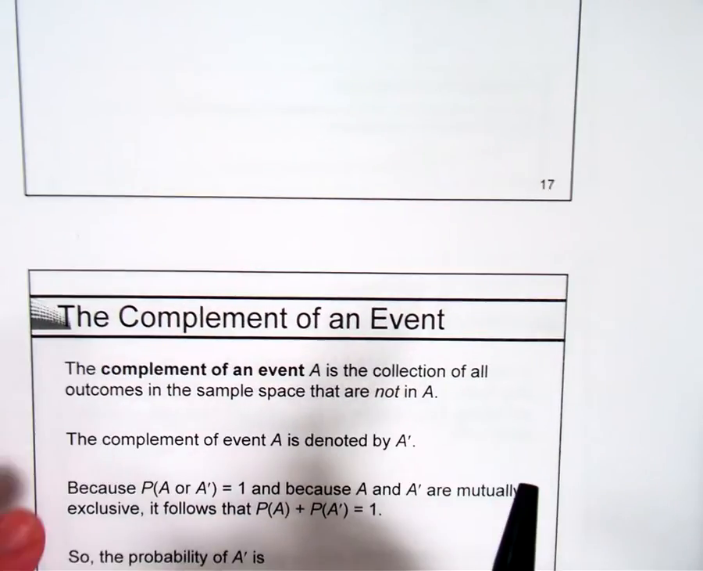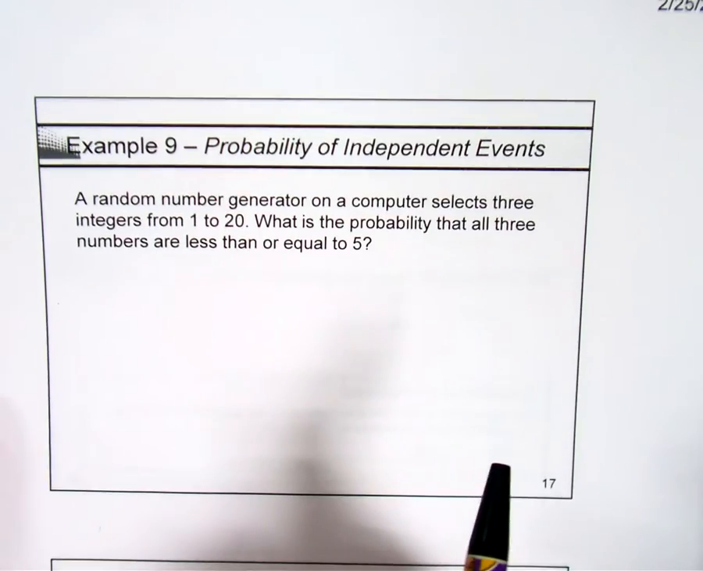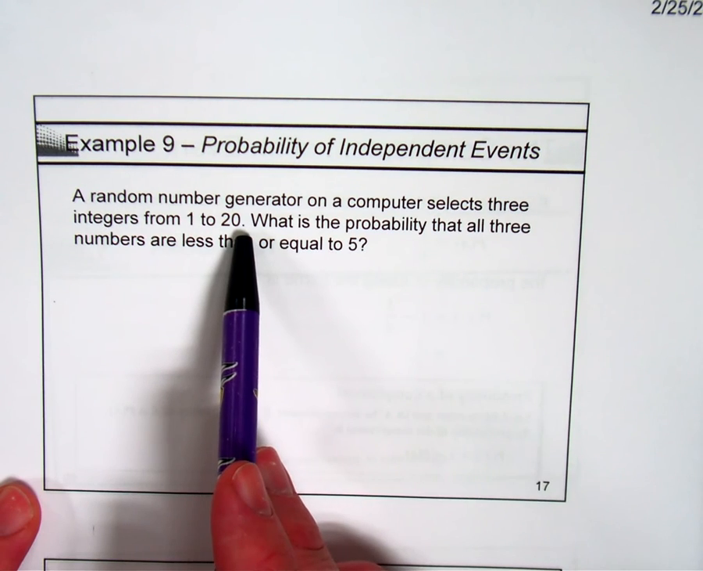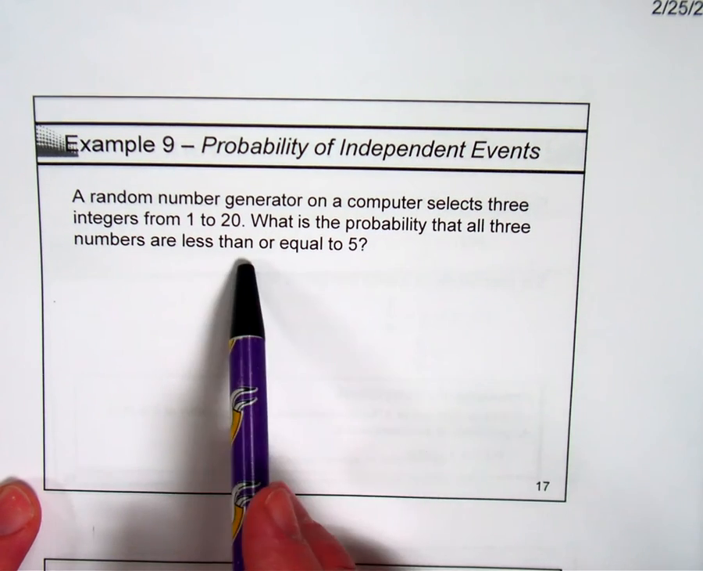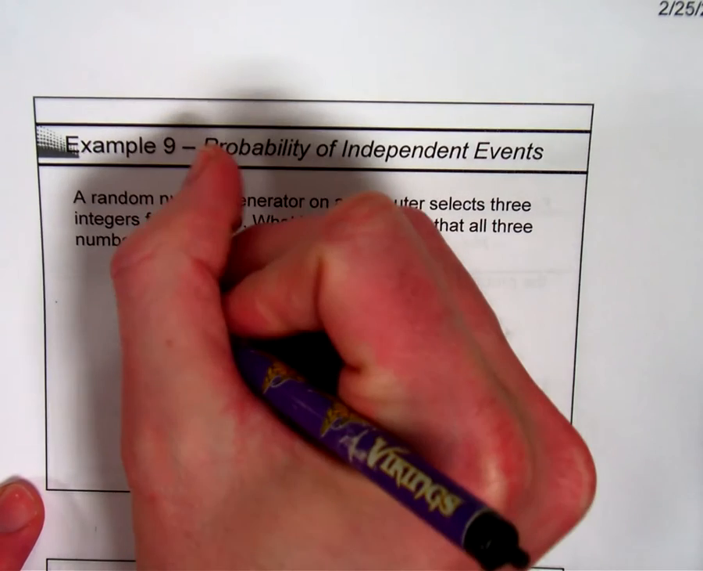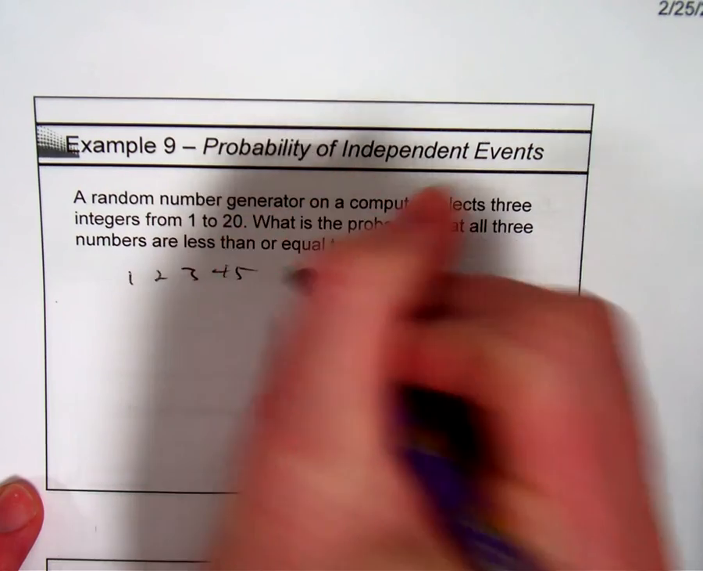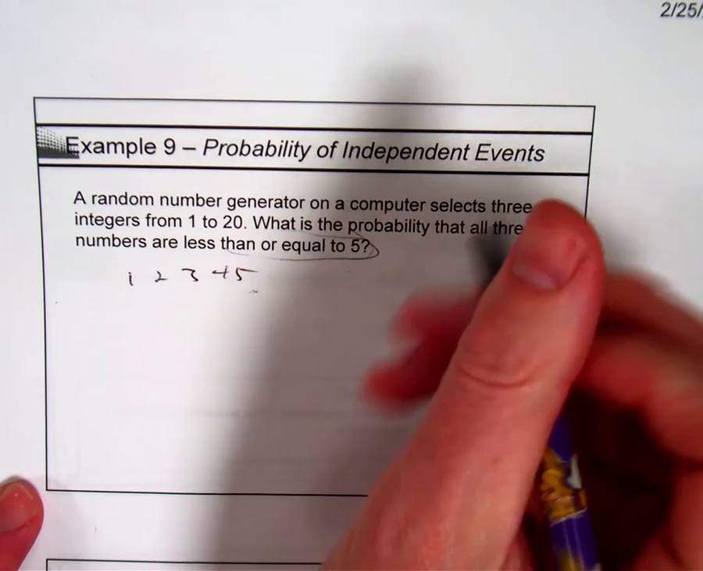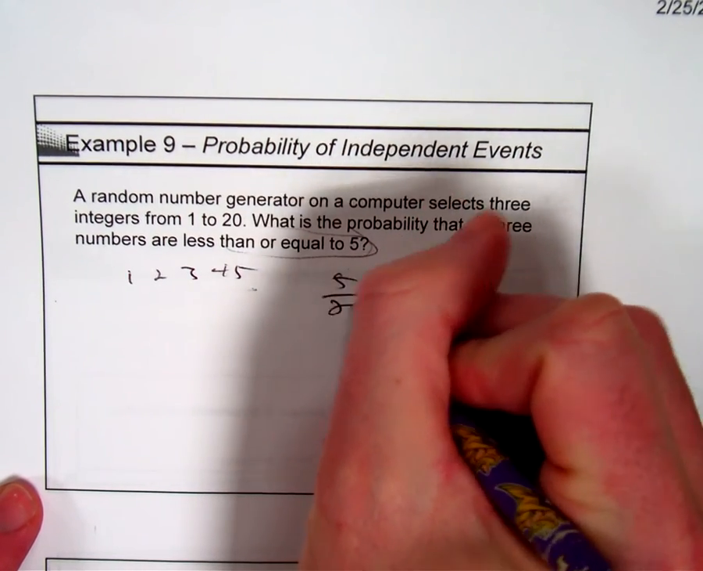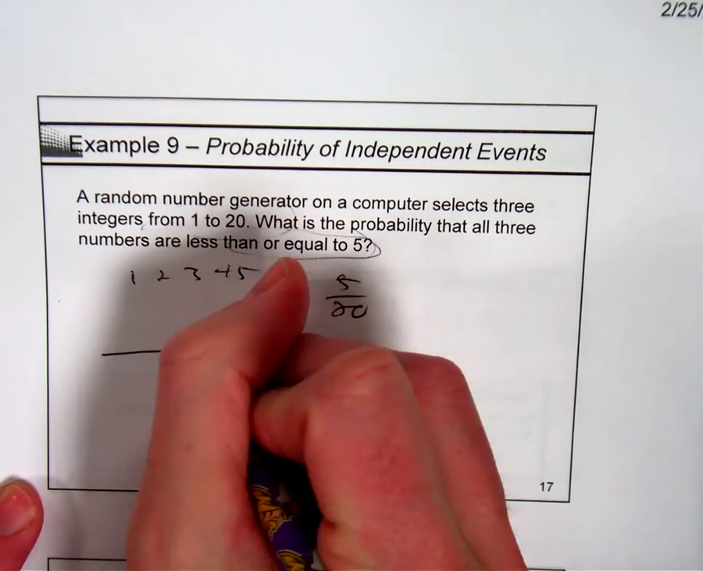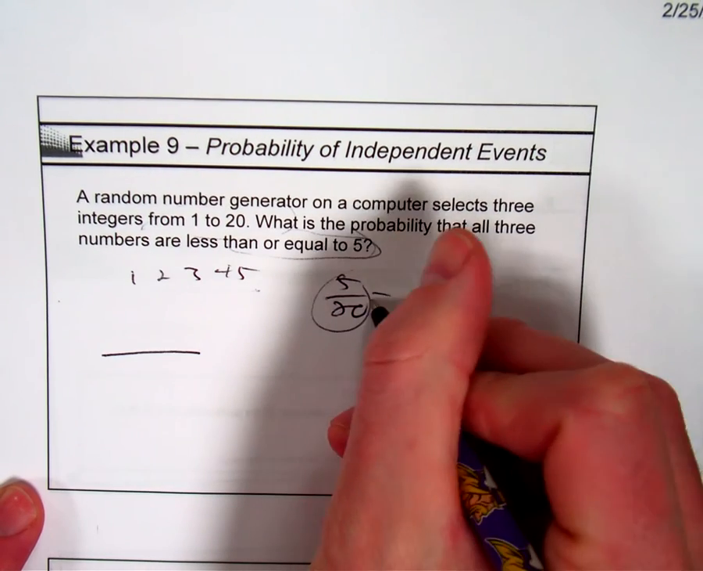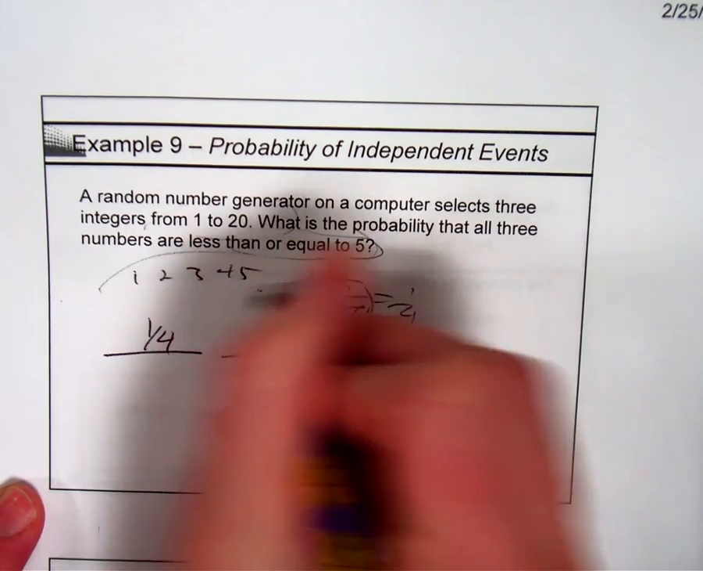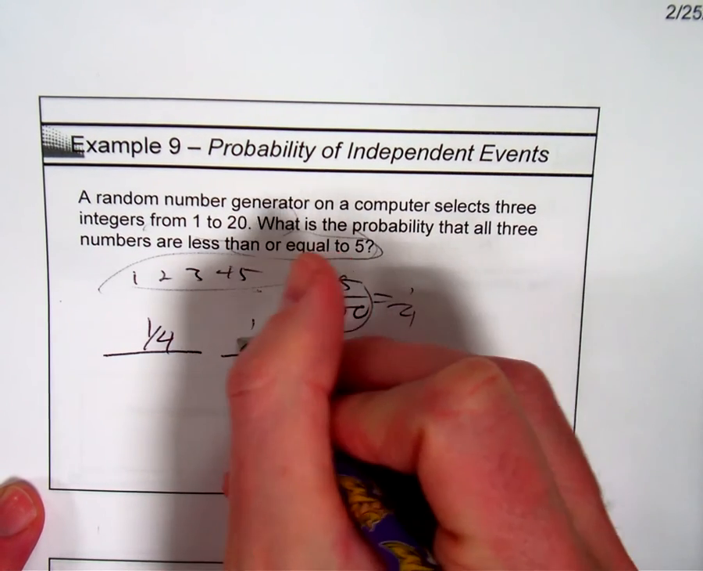A random number generator selects 3 integers, 1 through 20. What's the probability that all 3 numbers are less than or equal to 5? So 1, 2, 3, 4, 5. That's 5 numbers that would satisfy less than or equal to 5 out of our total of 20 numbers. So the first spot, 5 out of 20 is 1/4. Second spot, it's those same 5 numbers, 1/4, and the third spot, 1/4.